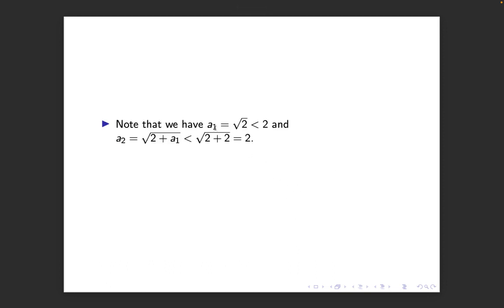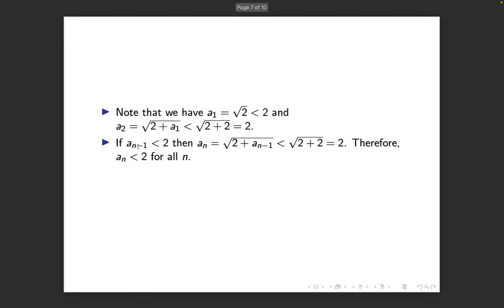Alright, so a_1 is the square root of 2. It will be less than 2, clearly. And a_2, by the previous recursion formula, is the square root of 2 plus a_1. And since a_1 is less than 2, this whole thing will be less than the square root of 2 plus 2. Again, that's because a_1 is less than 2. That's the square root of 4, which is equal to 2.